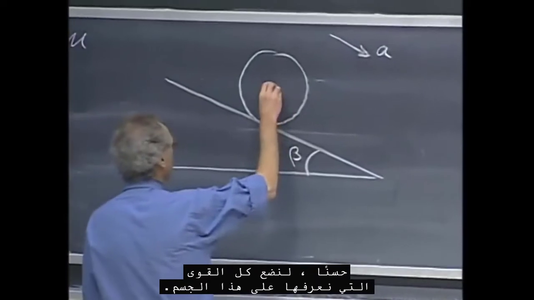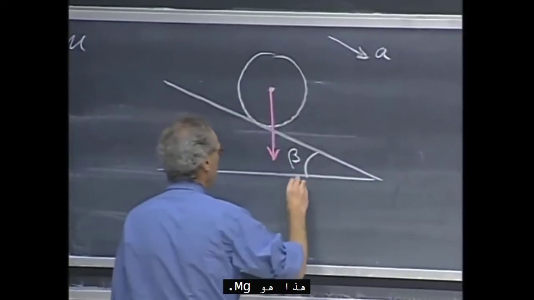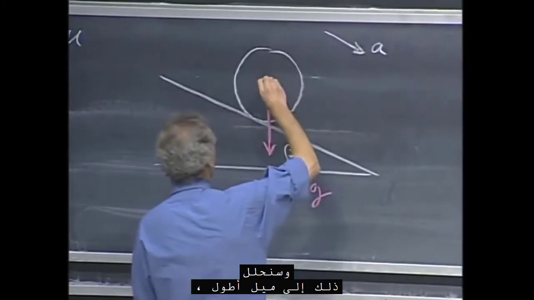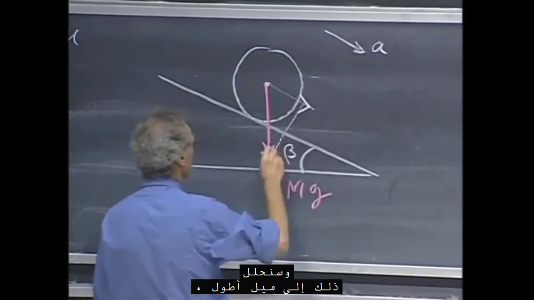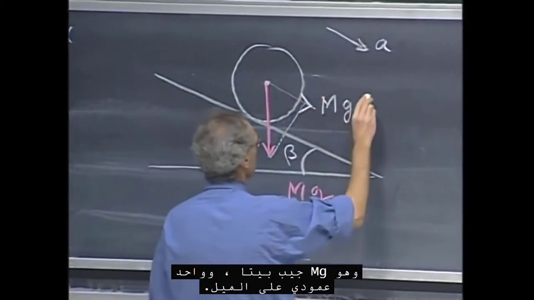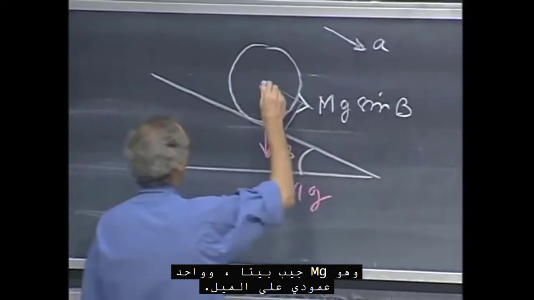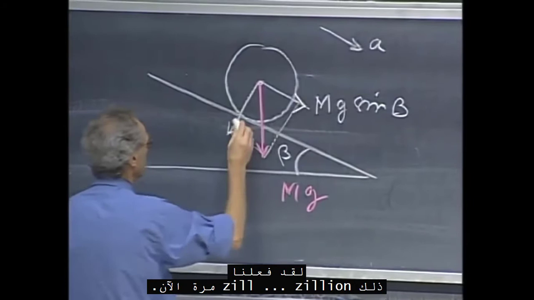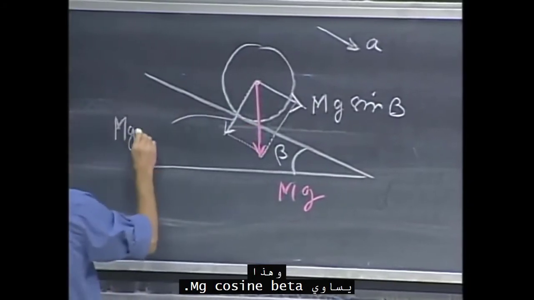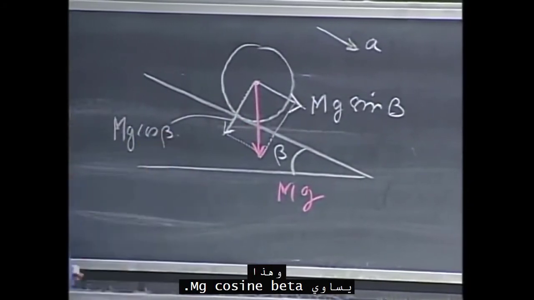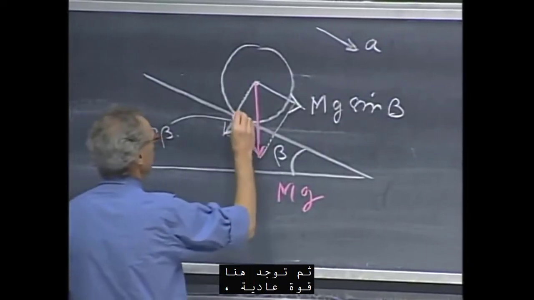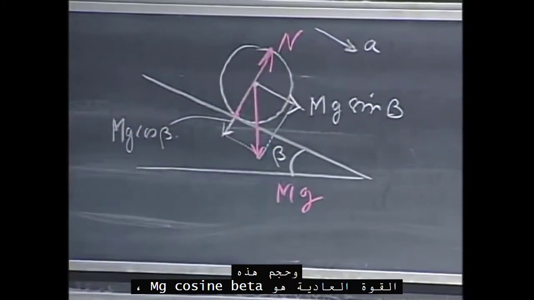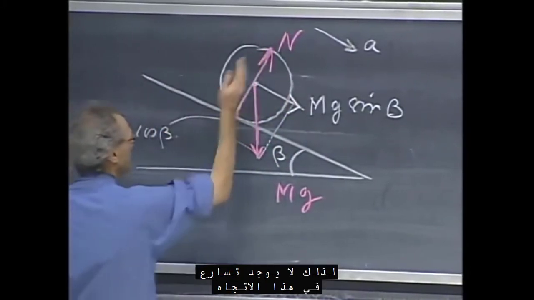Okay, let's put all the forces on this object that we know. This one is mg. And we're going to decompose that into one along the slope, which is mg sine beta, and one perpendicular to the slope. We have done that a zillion times now. And this one equals mg cosine beta. Then there is right here a normal force, and the magnitude of that normal force is mg cosine beta. So there is no acceleration in this direction.